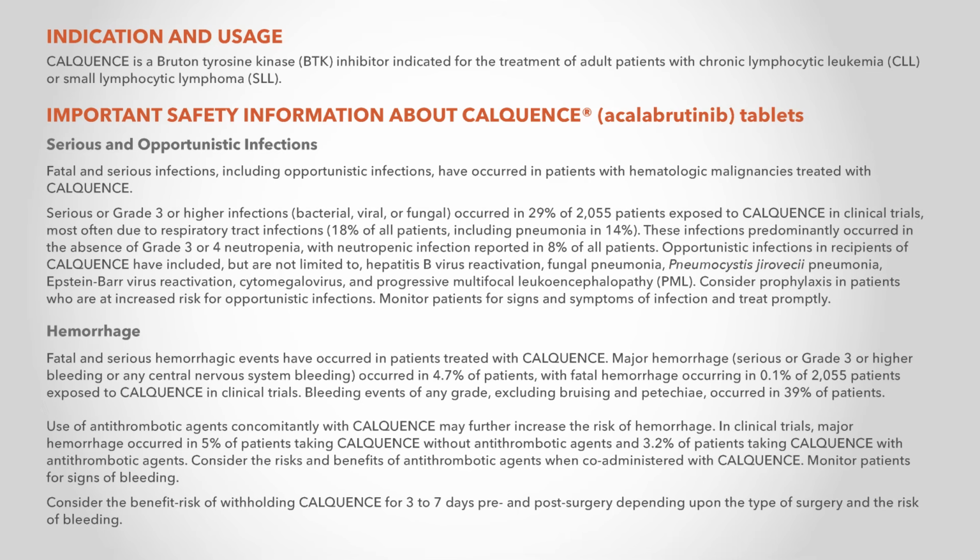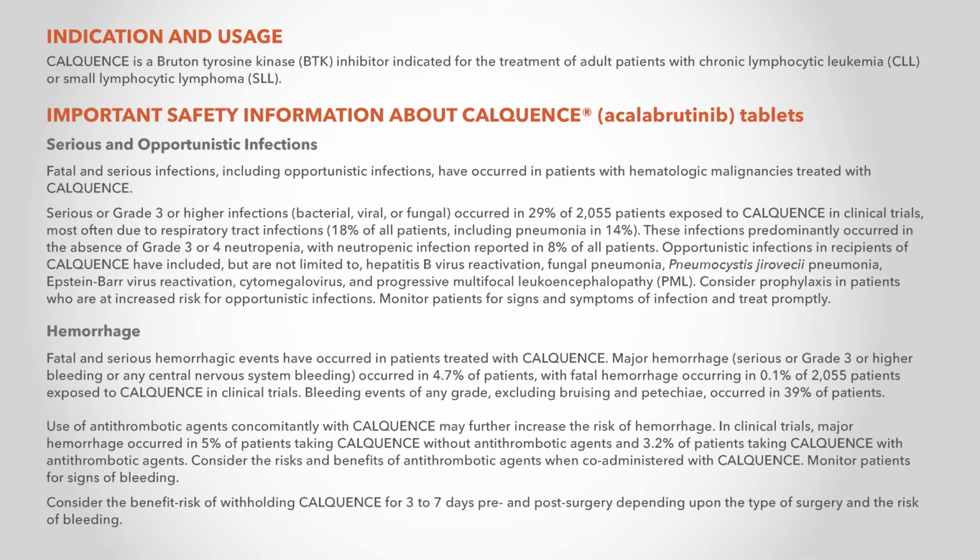These infections predominantly occurred in the absence of grade 3 or 4 neutropenia, with neutropenic infection reported in 8% of all patients. Opportunistic infections in recipients of CALQUENCE have included, but are not limited to, hepatitis B virus reactivation, fungal pneumonia, pneumocystis jirovecii pneumonia, Epstein-Barr virus reactivation, cytomegalovirus, and progressive multifocal leukoencephalopathy, PML. Consider prophylaxis in patients who are at increased risk for opportunistic infections. Monitor patients for signs and symptoms of infection and treat promptly.